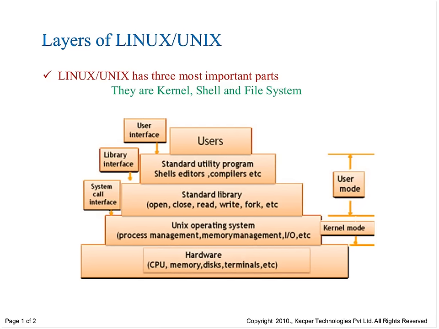So the first layer that Unix, the Linux offers, is the operating system itself, which essentially has the process management, memory management, etc. They are the very low level programs which go into the hardware resources, and they try to control the hardware resources.